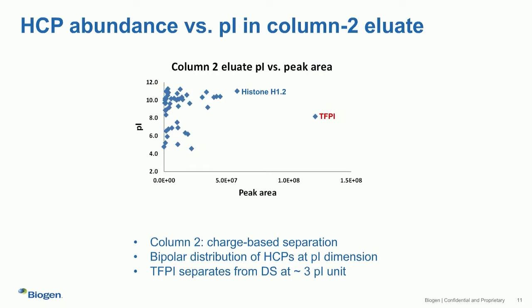So here we look into the proteins we identified in the column 2 eluate, and we also plot the abundance against the isoelectric points. We found that we can detect 30 plus host cell proteins, and these host cell proteins seem to demonstrate a bipolar distribution. For example, some basic host cell proteins are centered at PI 10 and acidic host cell proteins centered at PI 6, and TFPI sits in between these basic and acidic host cell proteins.